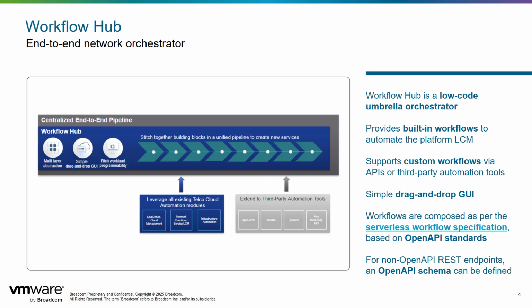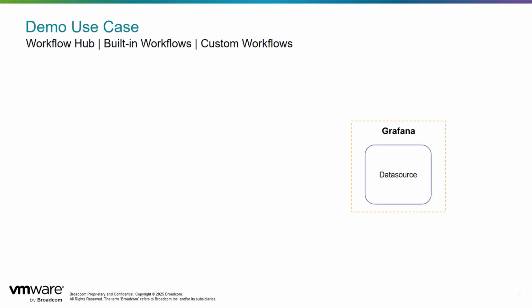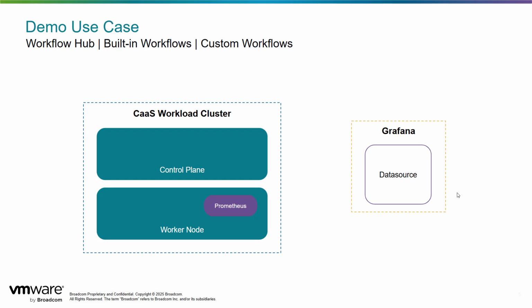those corresponding APIs. In this demo, we will learn how to compose custom workflows in Workflow Hub and run them along with built-in workflows to implement a particular task. Let us consider a use case where we want to deploy a CaaS cluster with Prometheus installed in it and then add its Prometheus endpoint as a data source in Grafana. Workflow Hub has built-in workflows to deploy a CaaS workload cluster and install Prometheus in it. But to add that Prometheus endpoint as a data source in Grafana, we need to compose our own custom workflow.